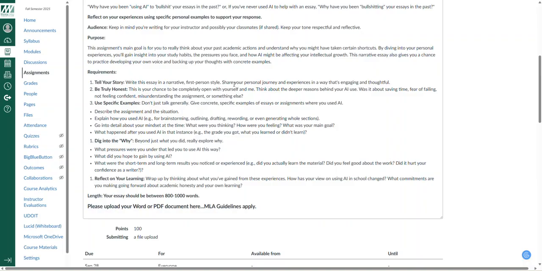Describe the assignment and the situation. Explain how you used AI. What did you use it for? Okay, go into detail about your mindset. What are you thinking and what happened after you used AI in that instance, and dig into the why. The why is the important aspect of this particular essay assignment. All right, so this is about your BSing an essay and why you did it using personal experiences as evidence. All right, and reflect. We're looking for about 800 to 1,000 words here.